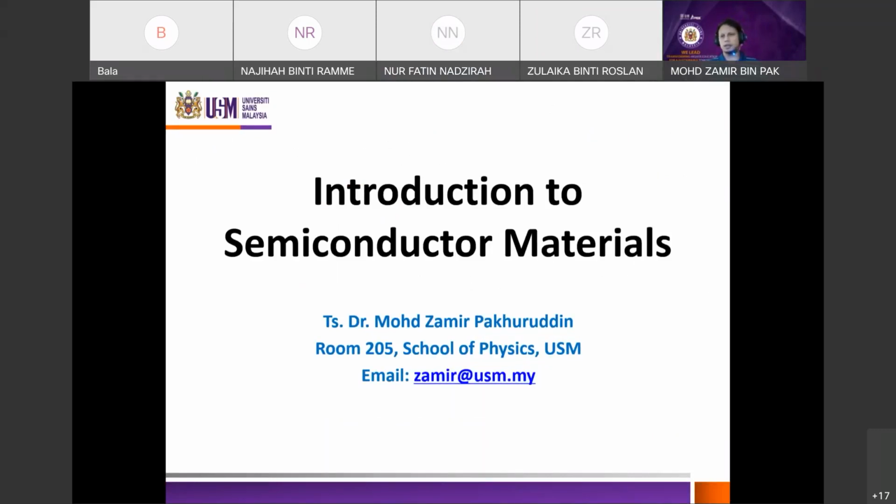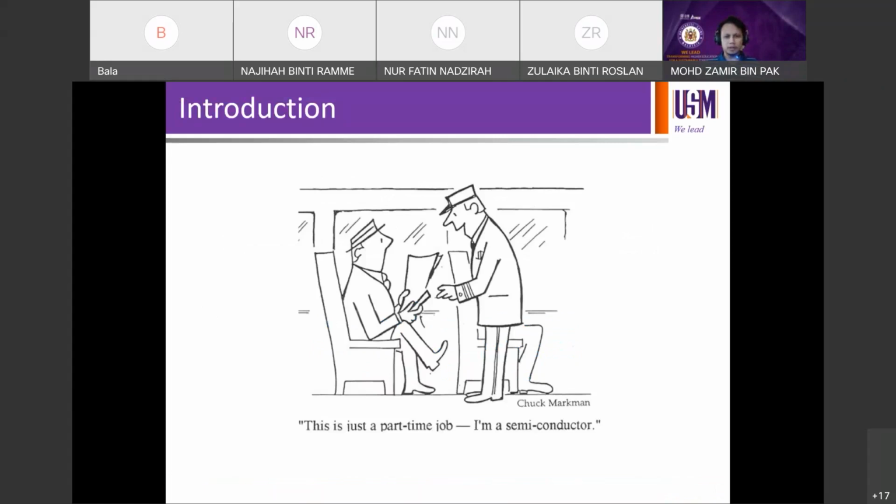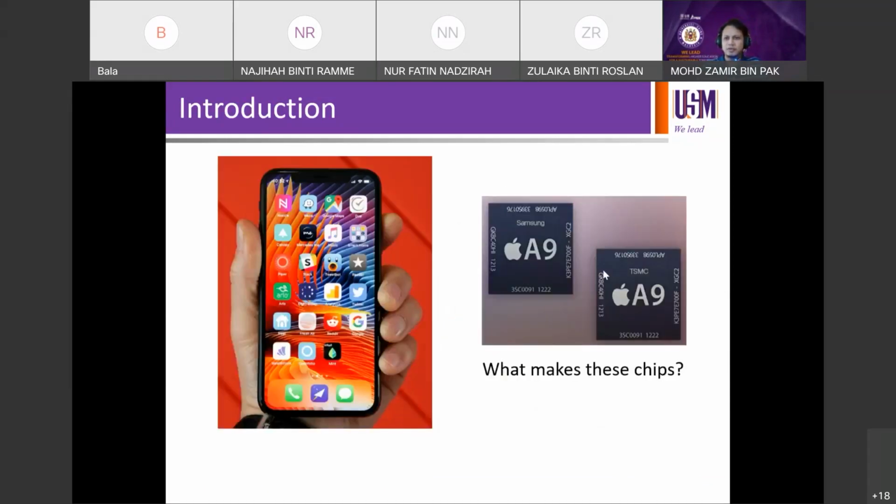So the first topic will be on introduction to semiconductor materials before we go to the heavier part, right? So this is just a simple illustration to show that this guy is working on part-time basis as a conductor. So then he's called semiconductor, right? We have discussed yesterday about this partly, and you have given different answers.